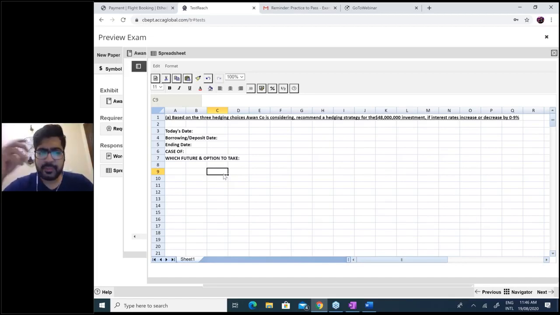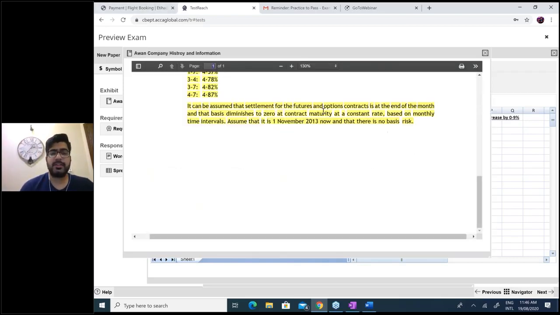You need to write today's date given in the question, the borrowing or deposit date given in the question, the ending date till when we are borrowing or depositing, whether it's a case of borrowing or deposit, and which future and option to take. Okay, so pay attention. I have to find these things.